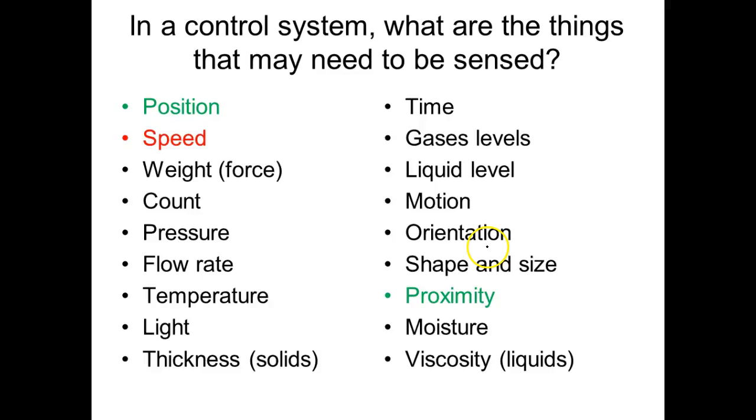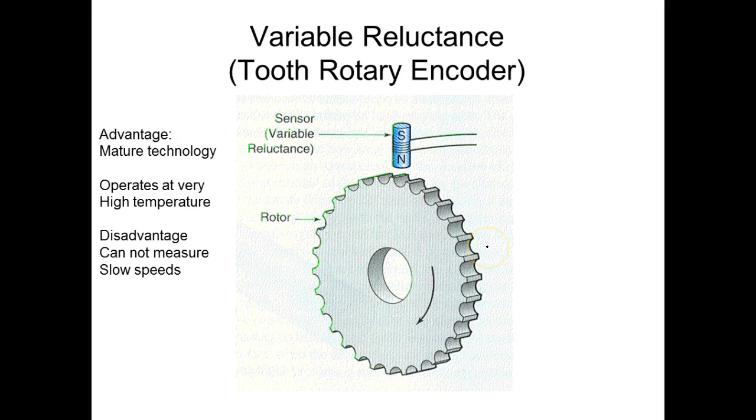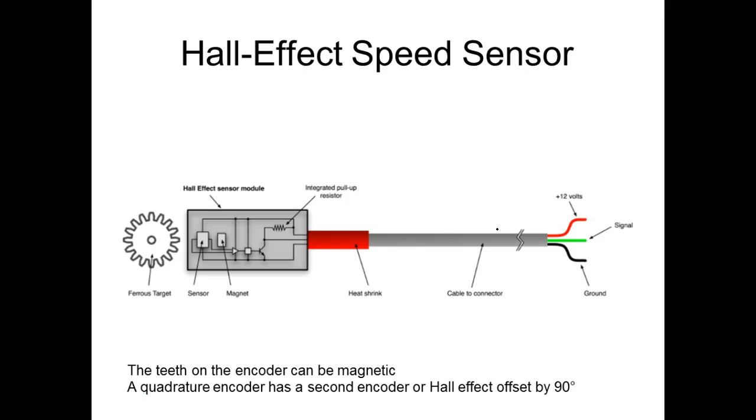No, that's light. We're talking about speed. Photoresistors are light sensors. We did finish up on that, by the way. Then we talked about variable reluctance. And I think that's all we talked about. So we talked about variable reluctance. Talked about the Hall effect, right?